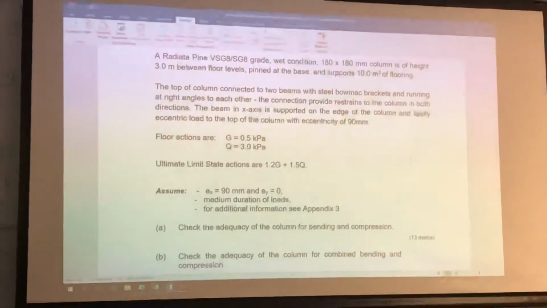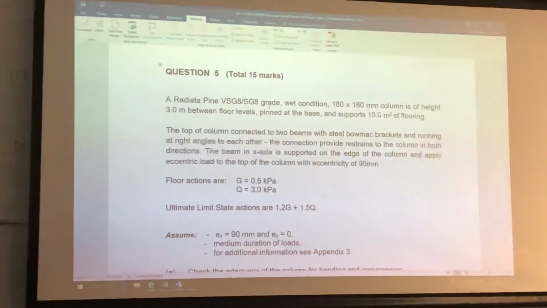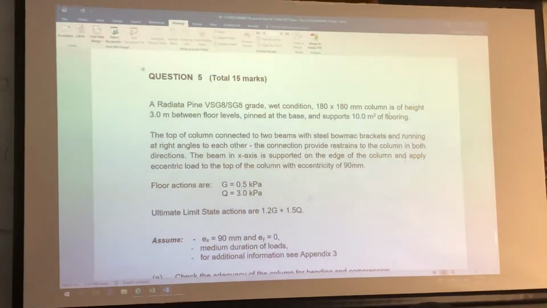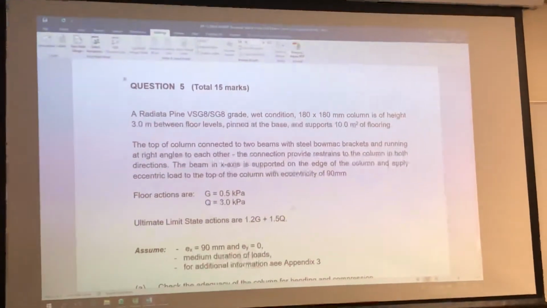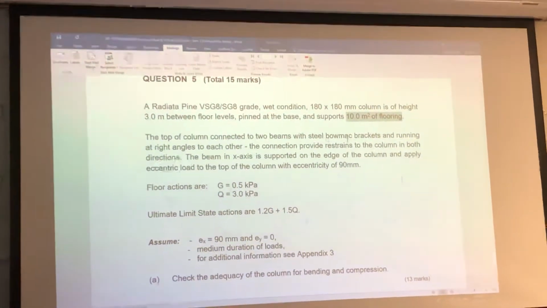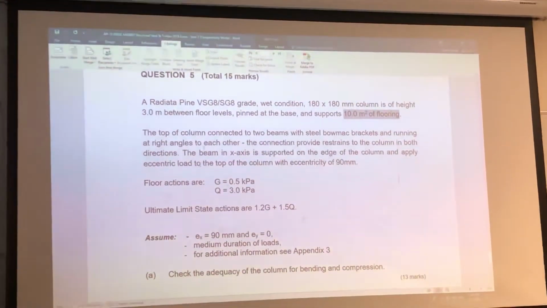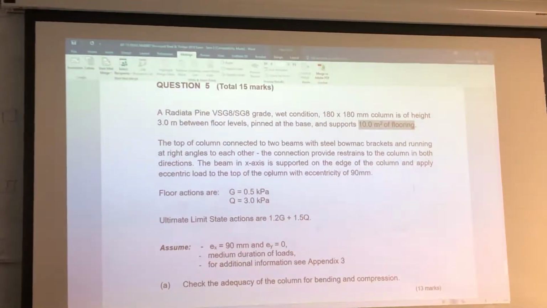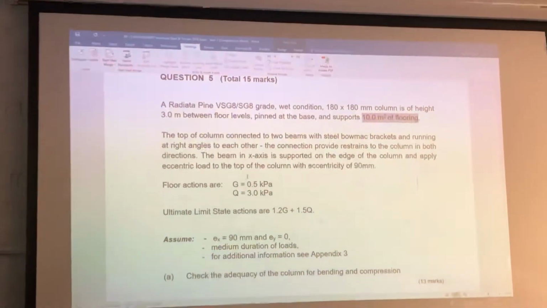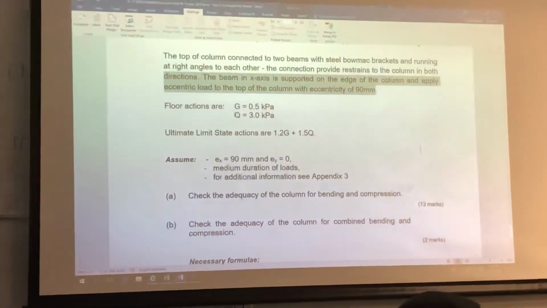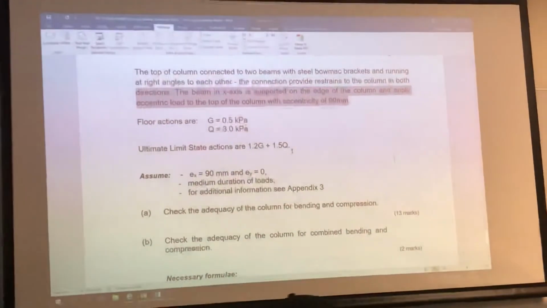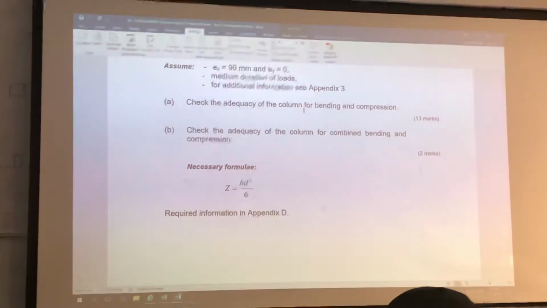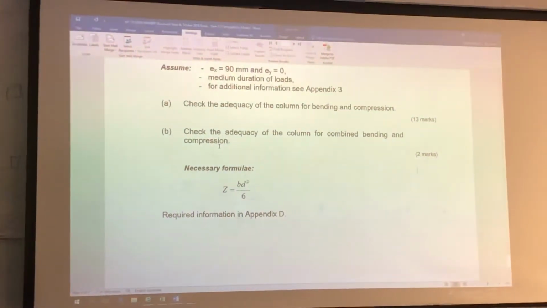Tuesday was no class. Okay, so the 5th question is, again, a timber post, but the only difference is the wet condition this time. Height is 3 meter between floors, pin at the base and supporting 10 square meter flooring. The top of the column is connected to 2 beams with steel brackets running at right angle to each other. The connection provides strength to the column in both directions. Both directions, that means something. The beam in x-axis is supported on the edge of the column and applies eccentric load to the top of the column with eccentricity of 90 millimeter. G is equal to 0.5, Q is equal to 3, 1.2 G plus 1.5 Q, that's the load that you need to use. Eccentricity is given in EY, there is nothing. Check the adequacy of the column for bending and compression. And then the last one, check the adequacy of the column for combined bending and compression.